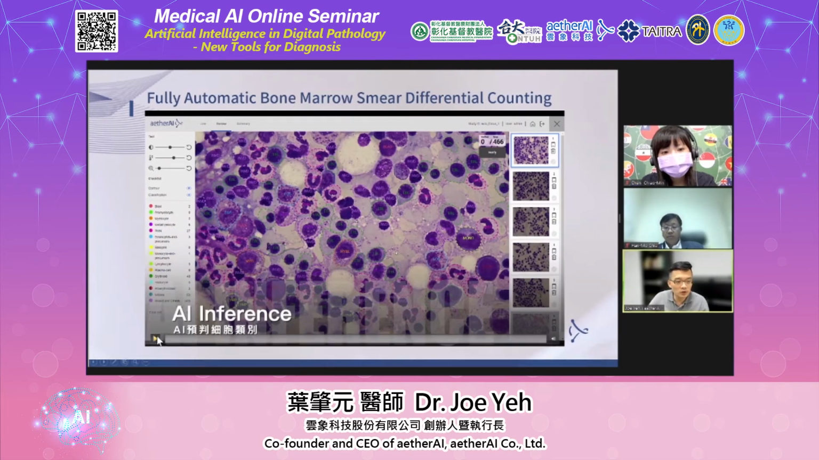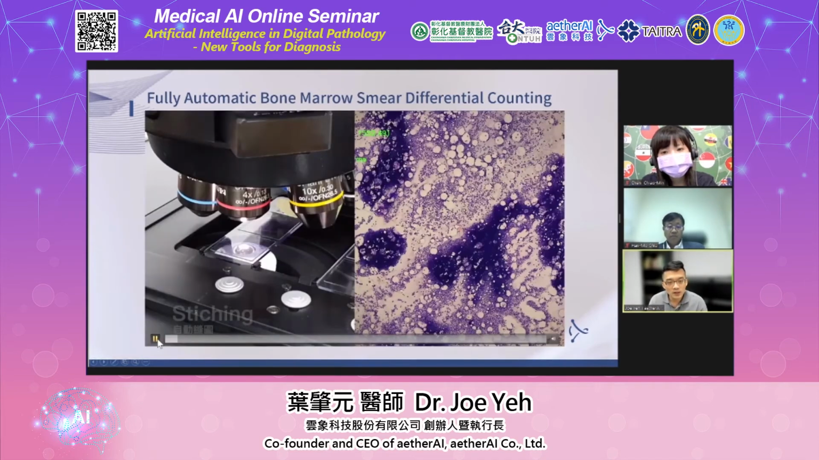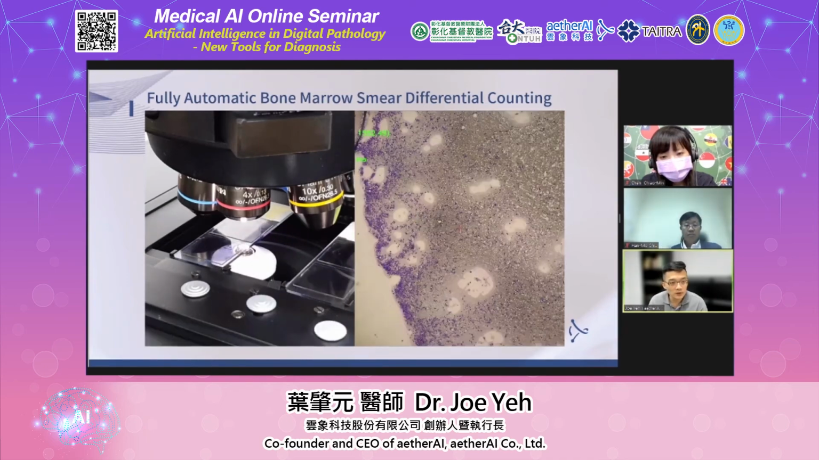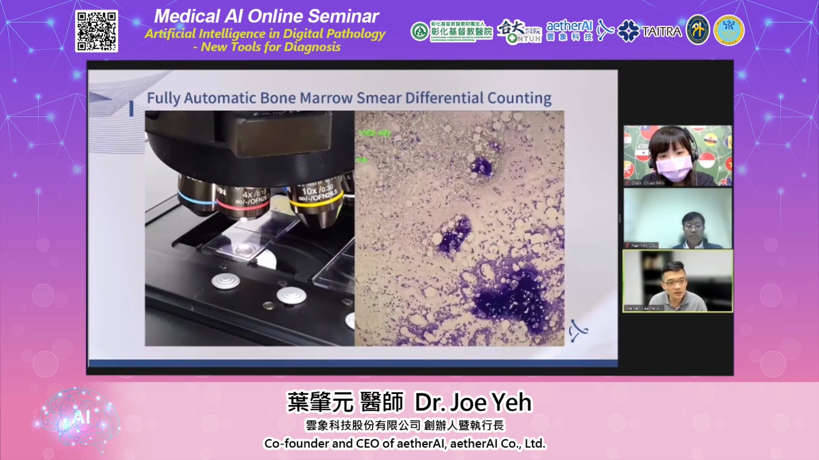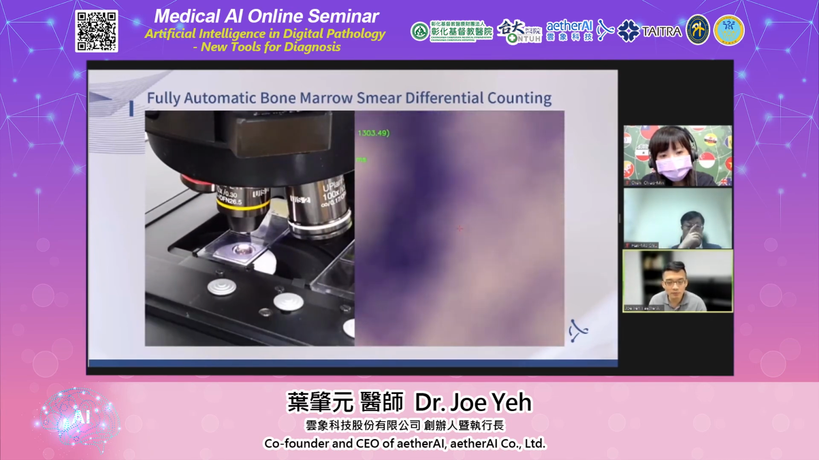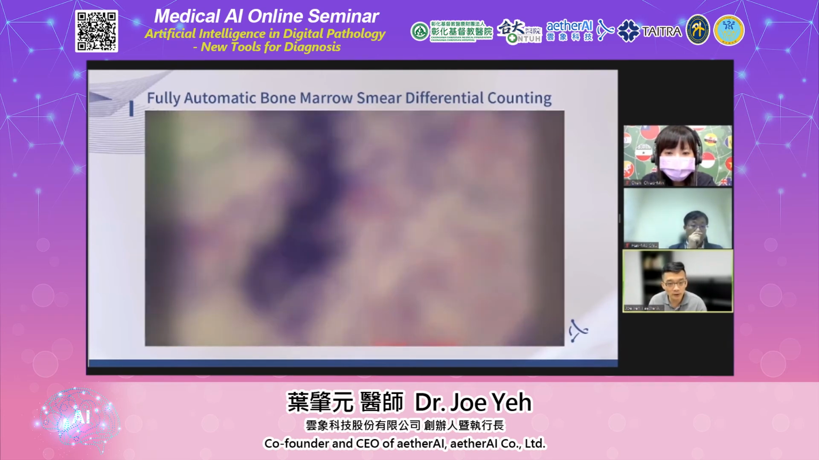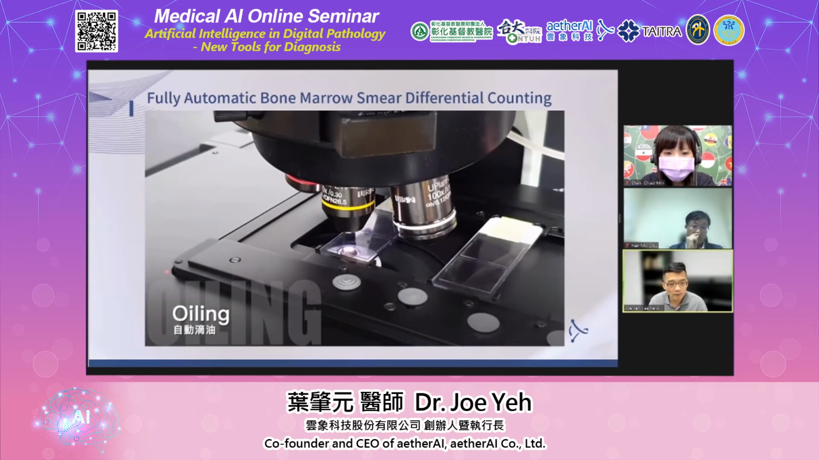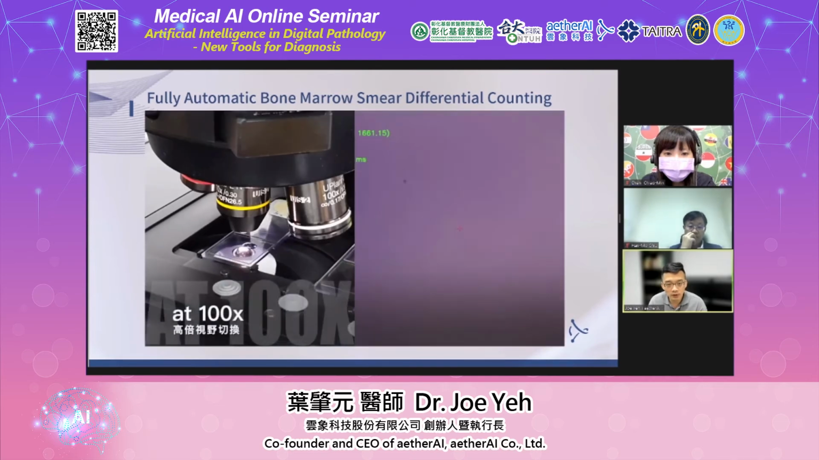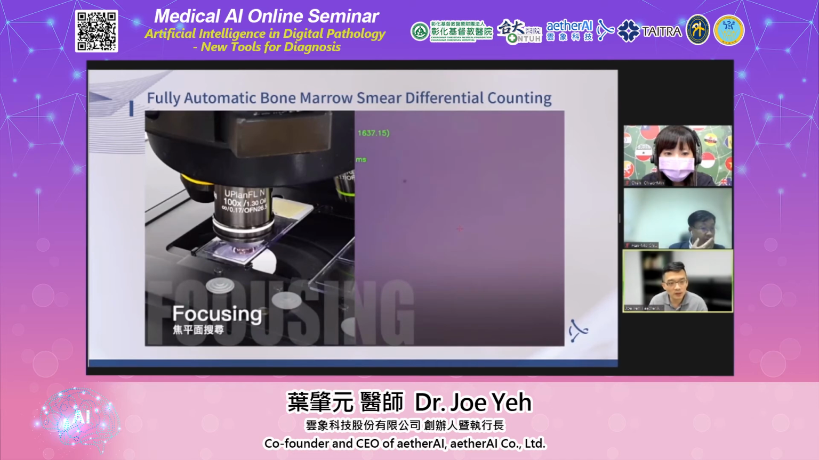So I'm going to play a video showing you the fully automatic system. What you're going to see in this video is that our AI is driving a motorized microscope to first locate the specimen, and then it is going to switch to a 10x objective and look for regions of interest that have appropriate cell densities. These red boxes are the regions identified by our AI model to have appropriate cell densities for differential counting. If the areas are too dense, the cells will be too crowded, making it difficult for differential counting. If the areas are too loose, then it'll take too long.